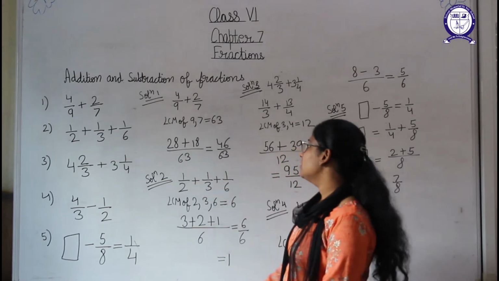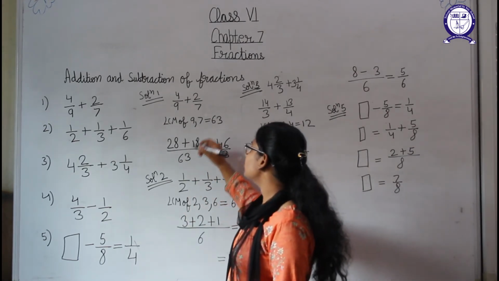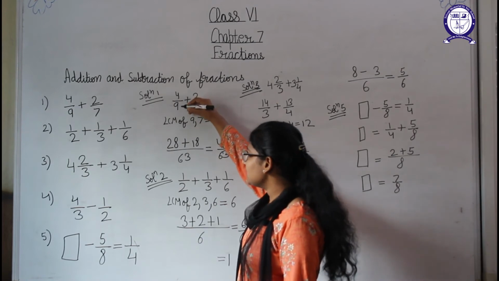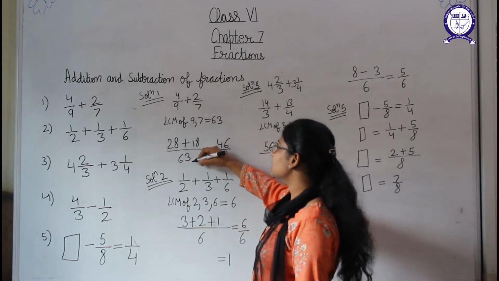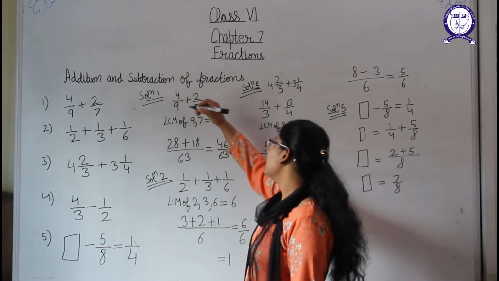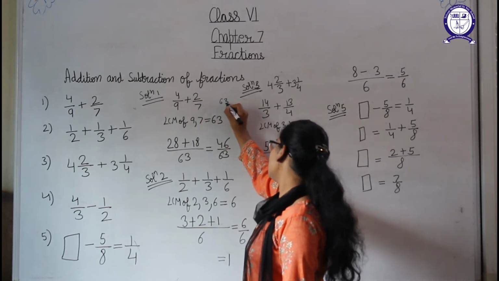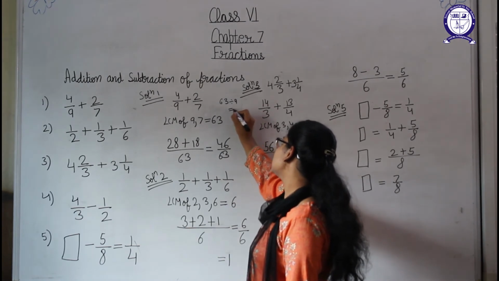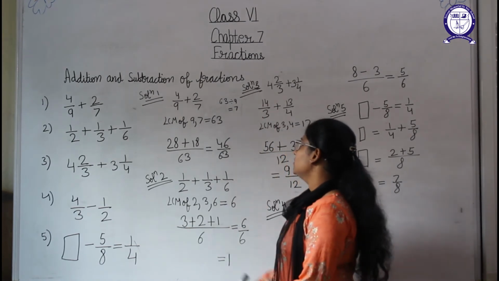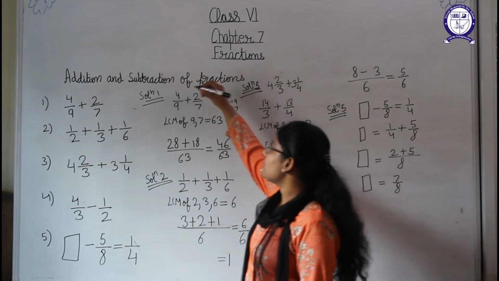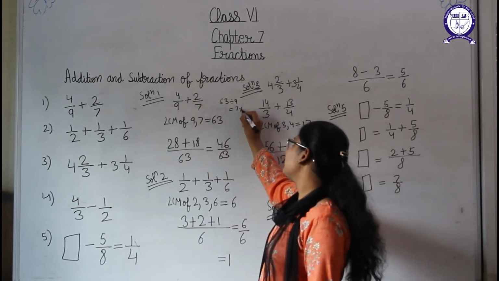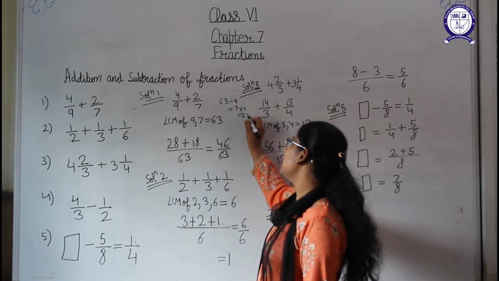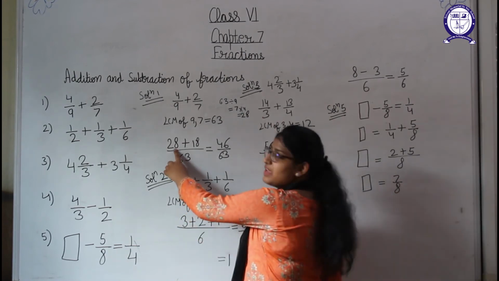After that, here 4 by 9, in this 9 is the denominator, so we will divide 63 by 9. 63 by 9 is giving us 7. Then the answer will be multiplied by the numerator. Here the numerator is 4. So 7 fours will be 28. So we will write 28 here.